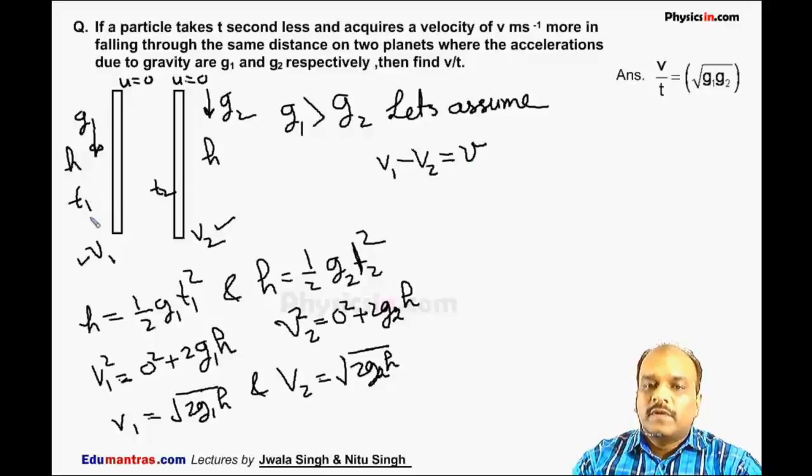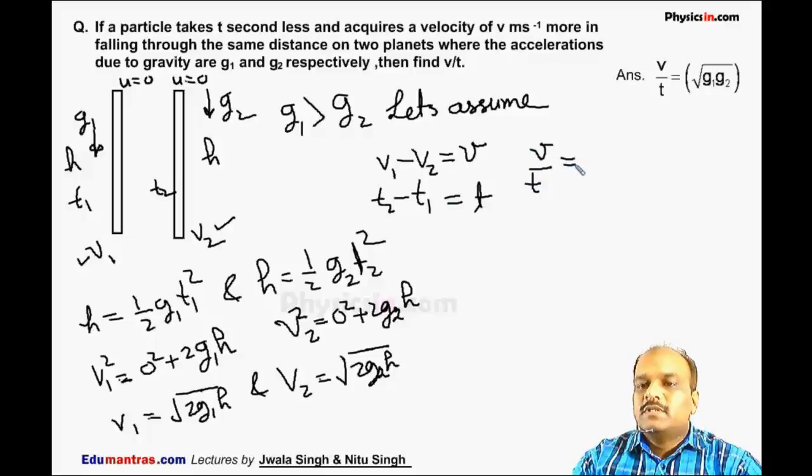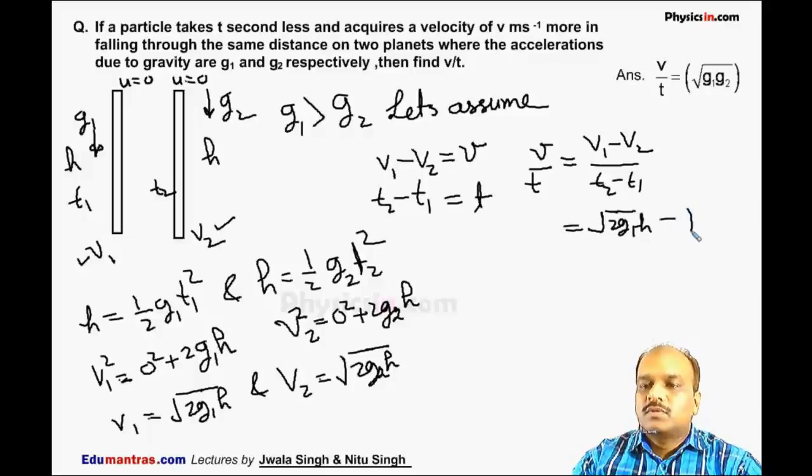If g is more, so t1 is less, so it is also given that t2 minus t1, because it will fall slowly and take more time, is equal to t. Now we have to find the ratio of v by t. V by t means v1 minus v2 divided by t2 minus t1, which is equal to root over 2 g1 h minus root over 2 g2 h, divided by t2 minus t1.